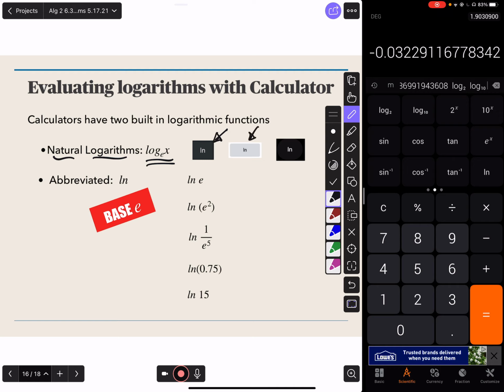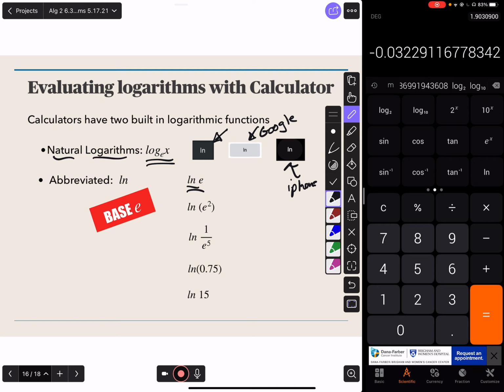The first one's my computer. The second one is Google, how theirs looks. And this last one is an iPhone calculator. But either way, these all say the same thing, natural log, ln. And so we have problems like this, natural log of e. So let's look at how we do that.